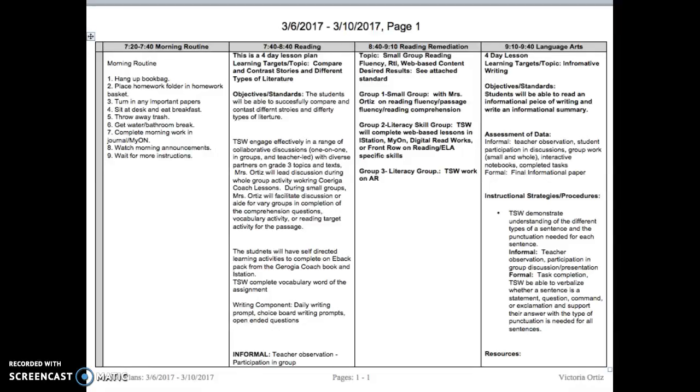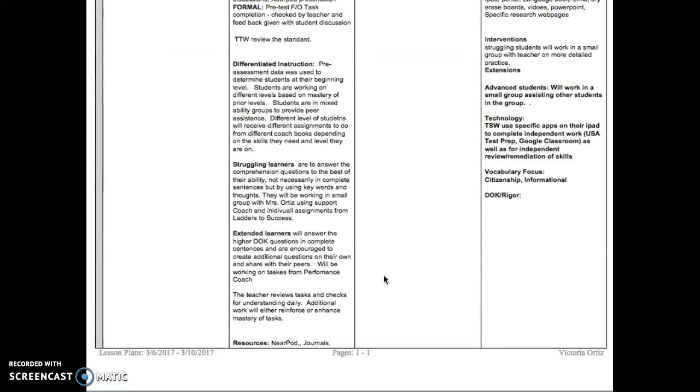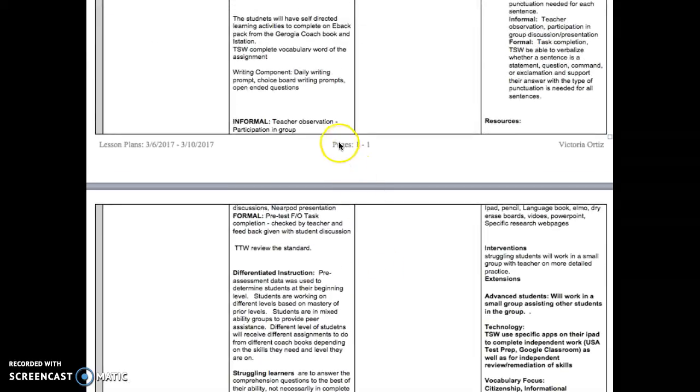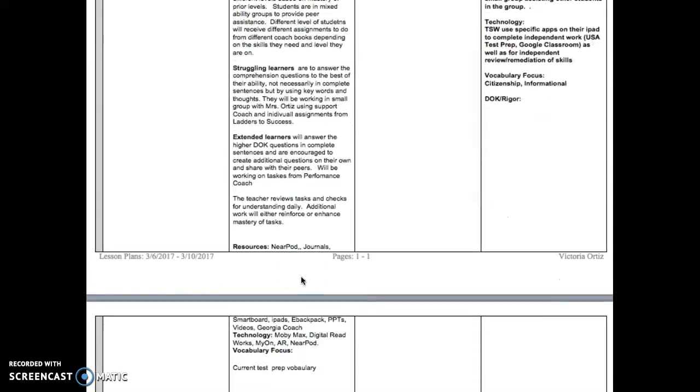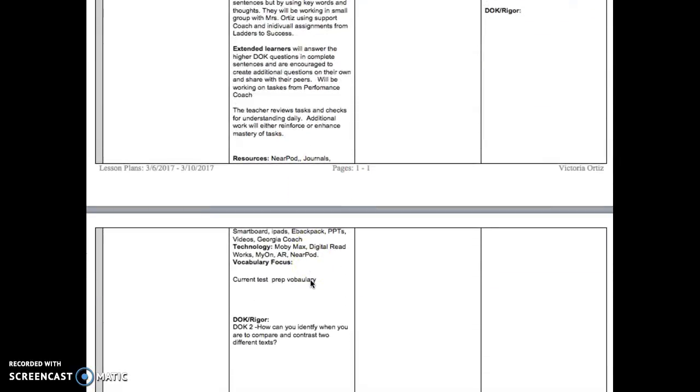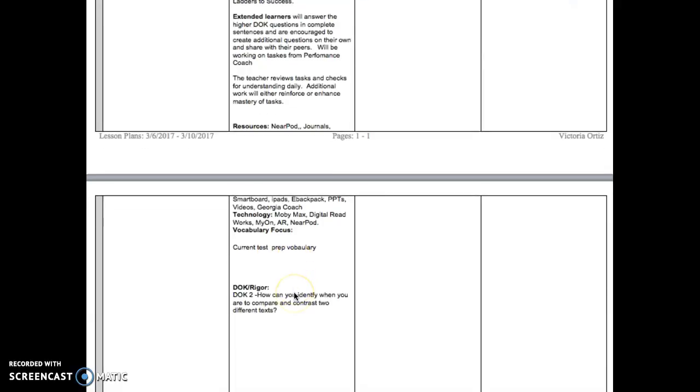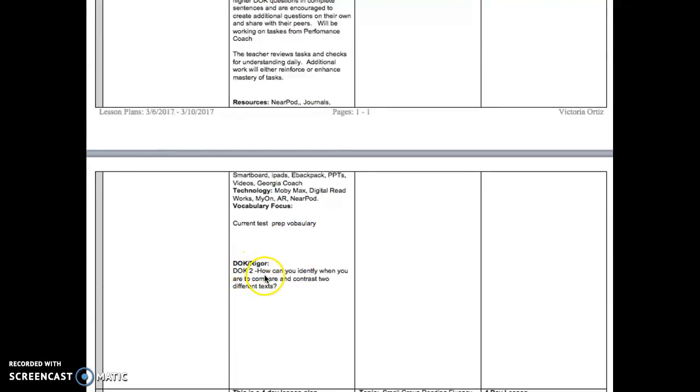When I looked at this, I thought lesson plans show exactly how I take everything that I learned and incorporate it into my daily lessons, with, again, the use of technology, the planning of our lessons, the planning of our small groups, our DOK rigor levels. If you can see down at the bottom, it says informal teaching, our differentiation. We have struggling learners, extended learners, our online resources, our current test prep vocabulary. We have to do vocabulary, and then DOK rigor levels.